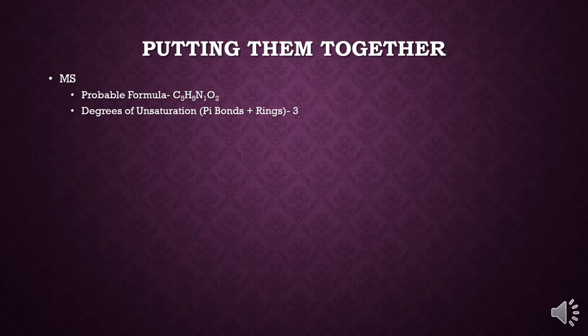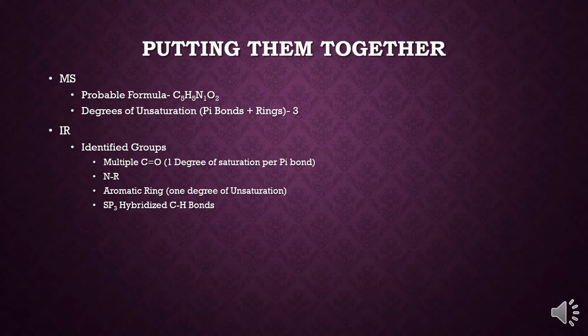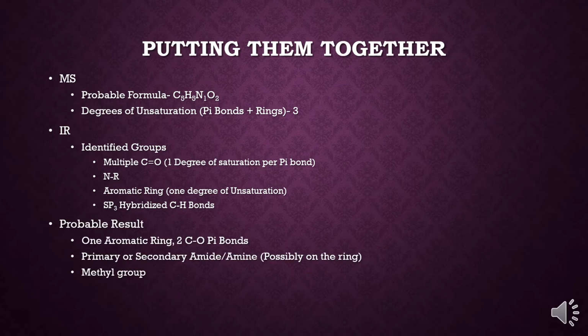From infrared, we identified possible groups such as multiple carbonyls, an amide or amine group, an aromatic ring, and an sp3 hybridized carbon-hydrogen bond. Now, if we put those together, one probable result is that we have one aromatic ring as well as 2 carbonyl pi bonds, a primary or secondary amide and amine, and a methyl group.